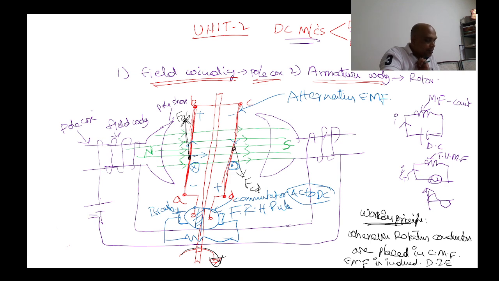See here, the armature conductors are directly connected to the commutator. If the conductors are moving, the commutator is also moving. But the brushes are fixed, not moving. So what is the function of the brush? It collects the supply from the commutator. What is the function of the commutator? It collects the supply from the armature conductors and converts it from AC to DC.